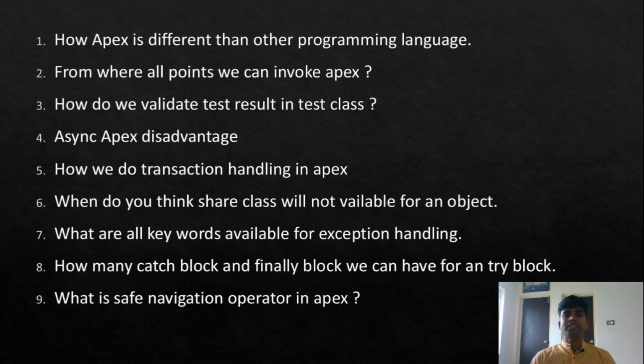Ninth point, what is the safe navigation operator in Apex? This is a new feature in Apex. So if you don't know what the safe navigation operator is, try to explore it. For the safe navigation operator, we use a dot and a question mark. Dot and question mark, combined, is known as the safe navigation operator, which we use for null checks.